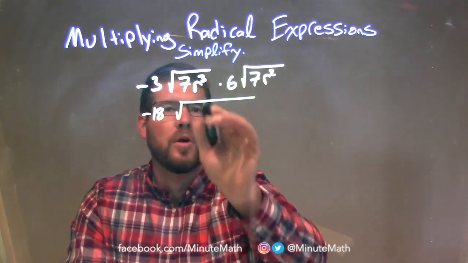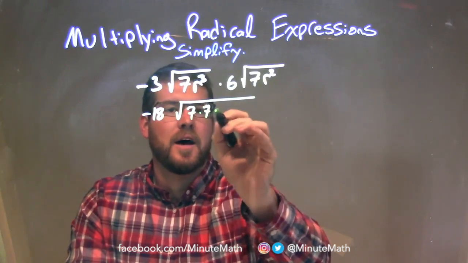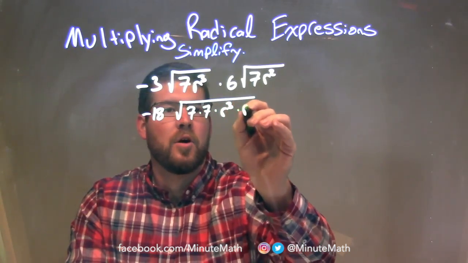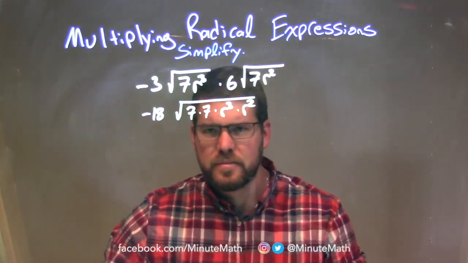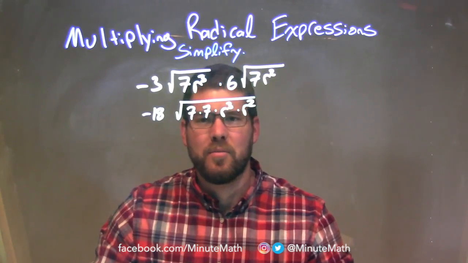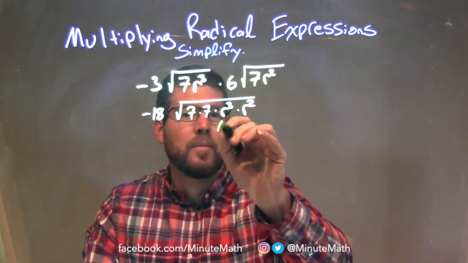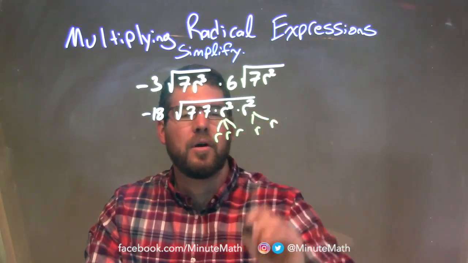Then I'm going to have the square root all be one square root. We have 7 here times 7, right? Times r to the third power times r squared. So I kind of rearranged it, but put everything underneath one big square root. So now what I'm going to do is break this down. Well, 7s I can't break down, but the r's I can. I can break them down to be r, and r squared to be r times r.